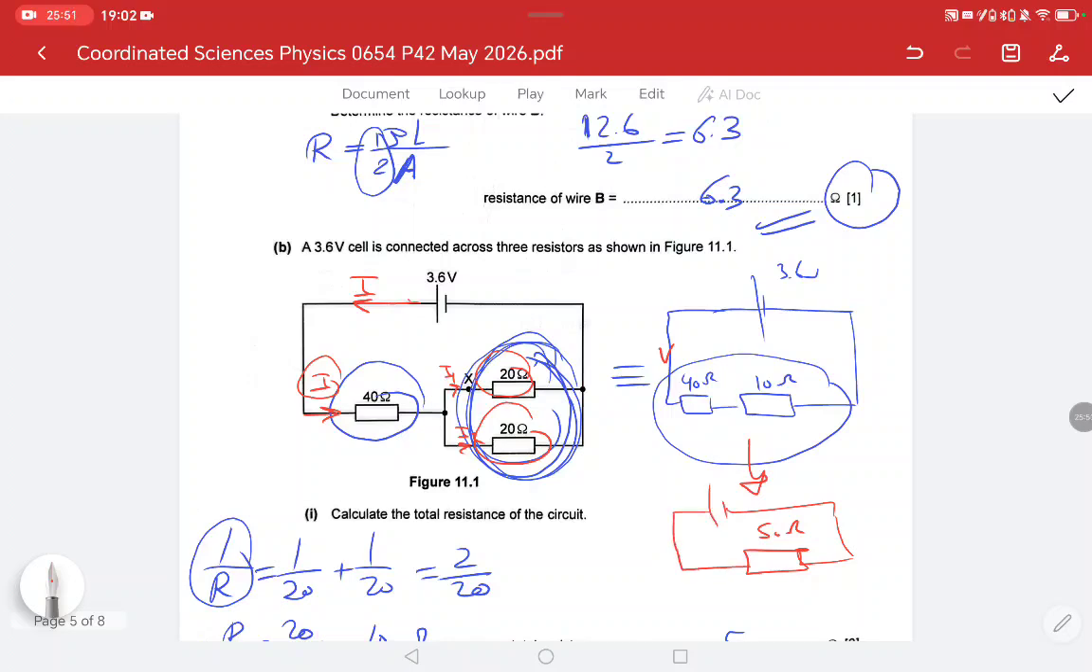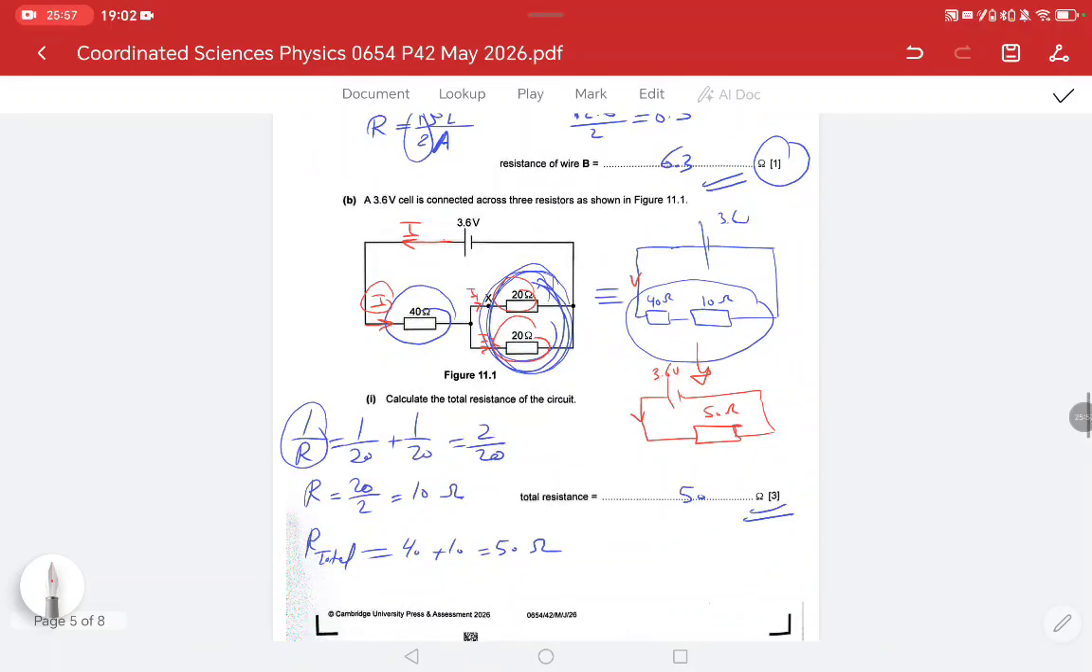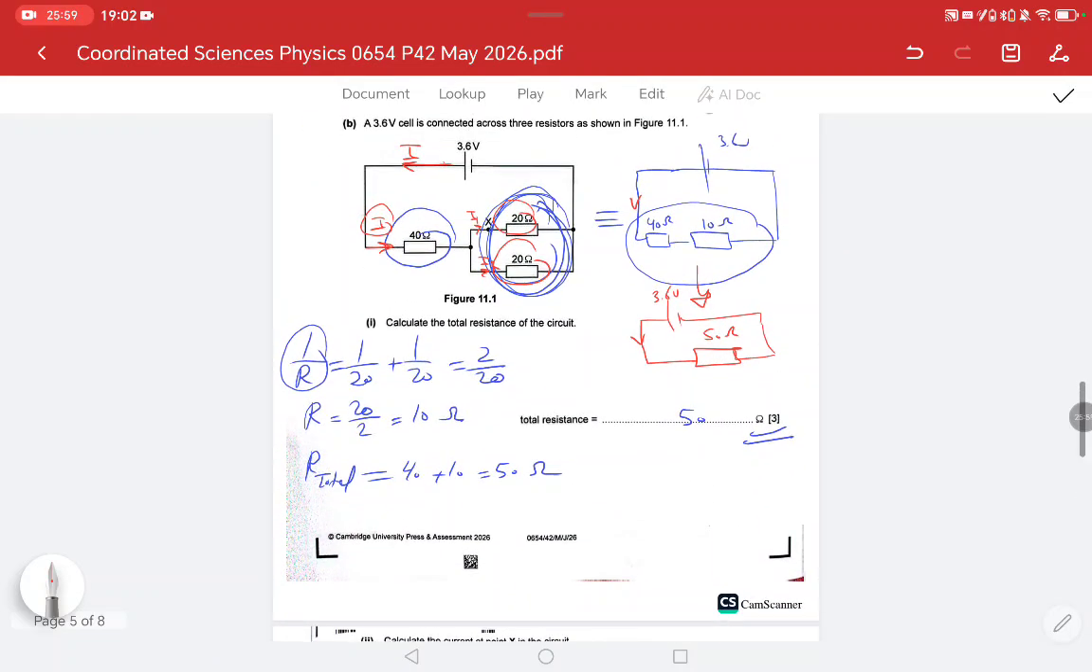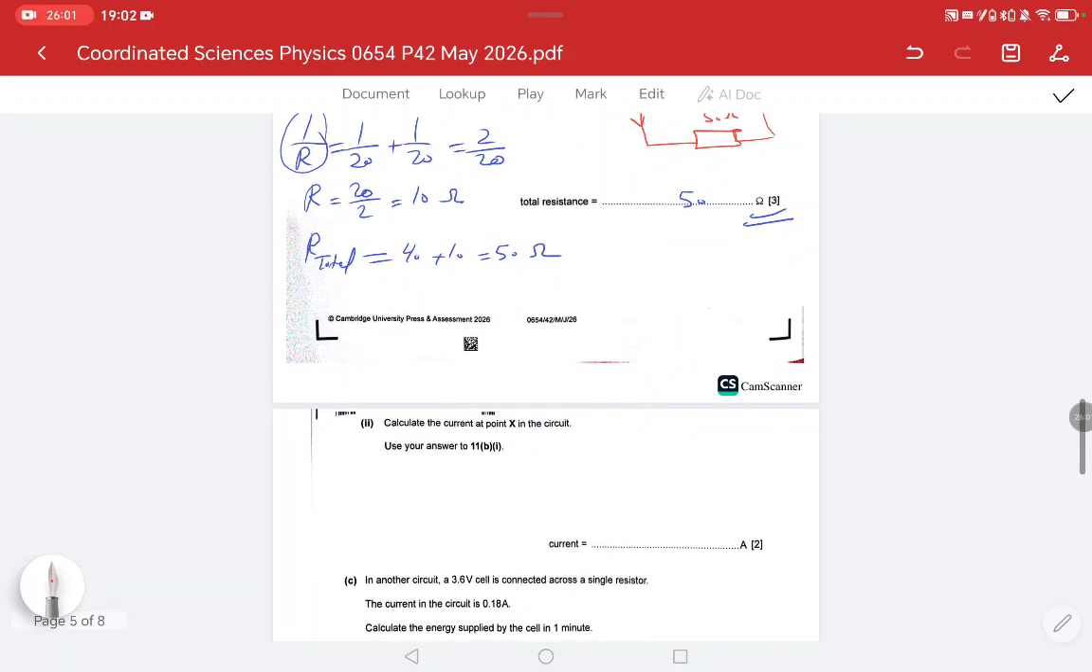And this one is 3.6 volts, right? So if you want to find I, you should just use Ohm's law. What's Ohm's law? Our beautiful triangle that V equals I times R. So if you want to find I, it's V over R. This is the main current.